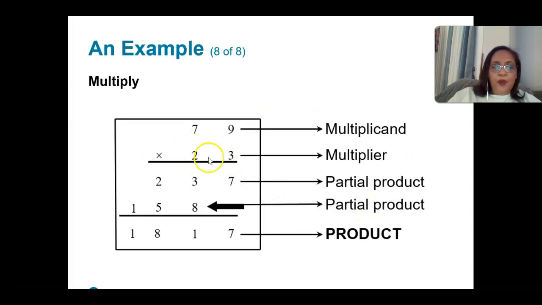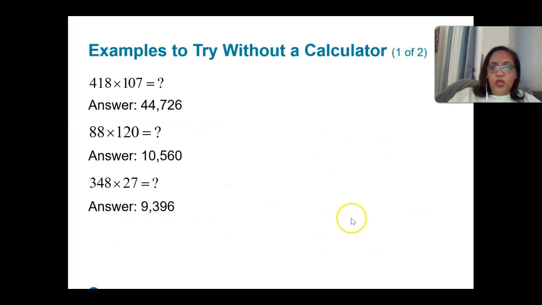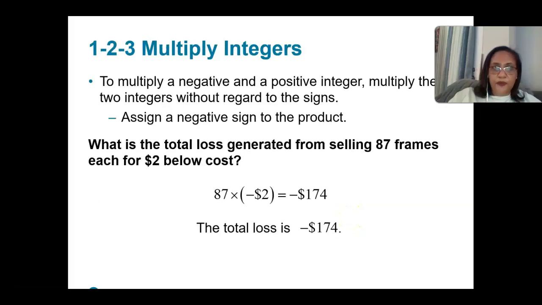And then remember, when you multiply two numbers that have more than just the one digit, you have to stack them the way that it is. And then you have to remember that right here is where we usually write the 0. And then the result is the product. All right. So examples to try without a calculator. You can do those by hand yourself.